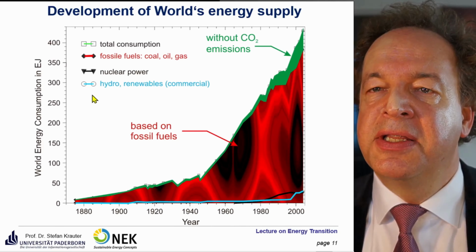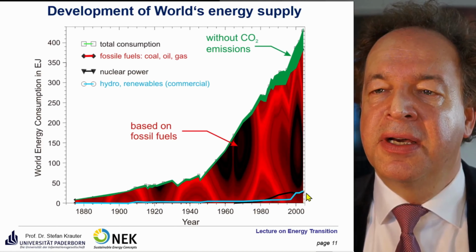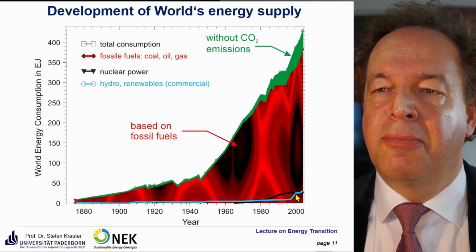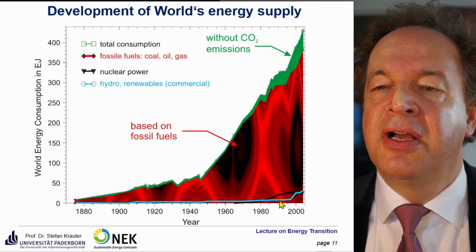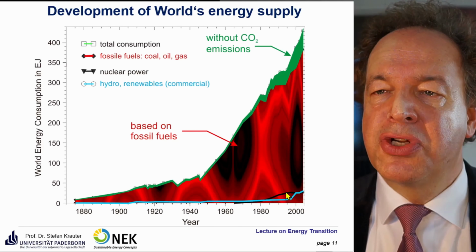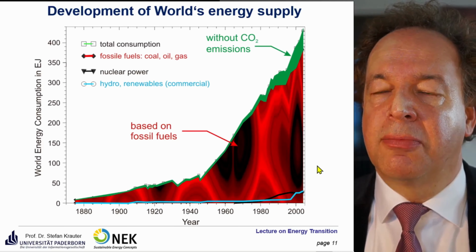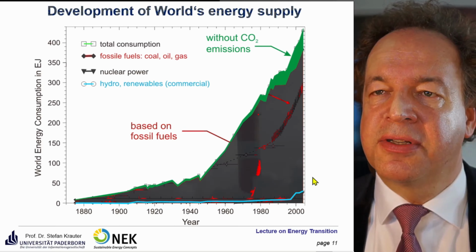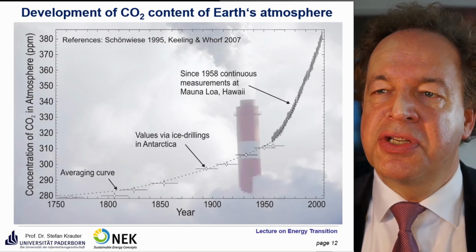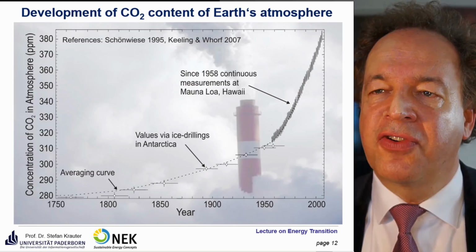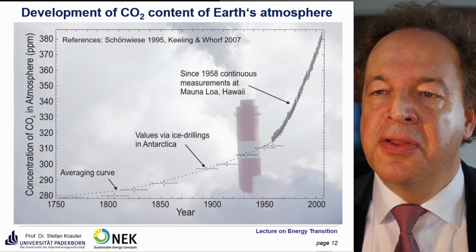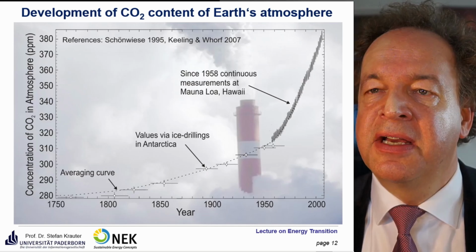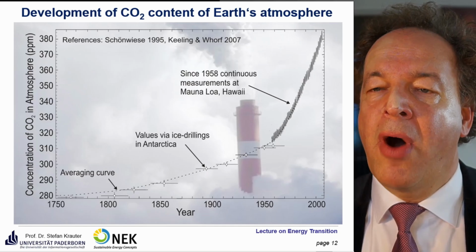Here you see in light blue the development of renewables, which developed quite positively, but the share is relatively low, and nuclear power, which is also sometimes considered carbon dioxide free, which is stagnating since about the year 2000. These carbon dioxide emissions lead to an accumulation of carbon dioxide in the atmosphere. This has been continuously observed since 1958 at a laboratory in Hawaii.